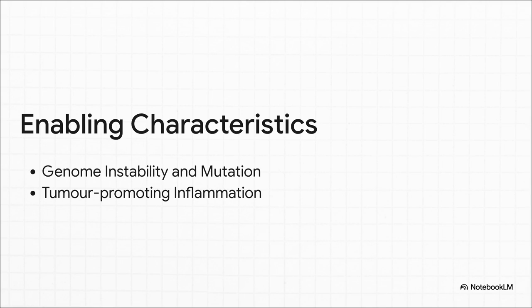First is genome instability and mutation. This basically means the cell's DNA becomes super unstable and just prone to making mistakes, which massively speeds up the rate at which it can get the other hallmark mutations. And second, there's tumor-promoting inflammation. This is where the cancer cell gets really clever and hijacks the body's own inflammatory response, turning it from something that's supposed to protect us into a force that actually helps fuel the tumor's growth.